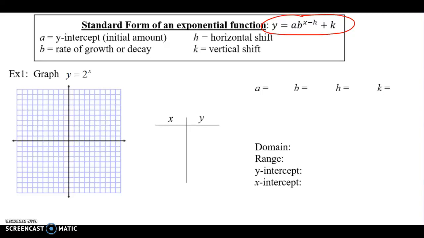Now, I want you to actually cross this out. It's only the y-intercept if there's no h value, like if h is 0, and I'll show you why in a second. But for now, let's go ahead and fill out our a, b, h, and k.